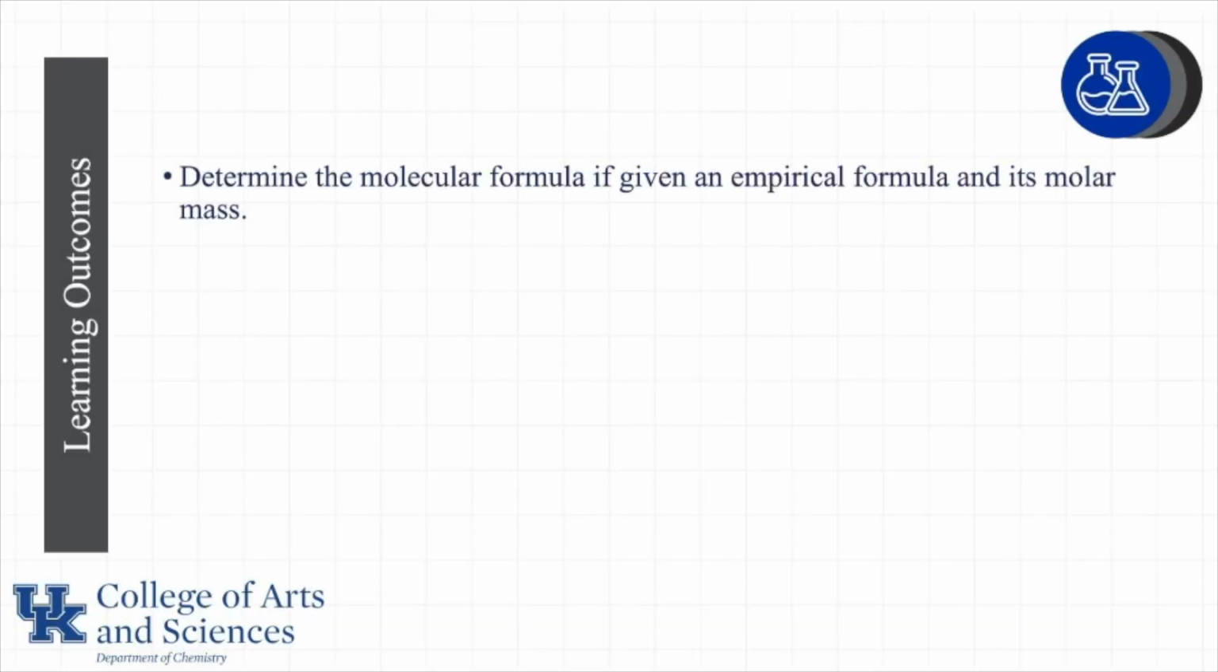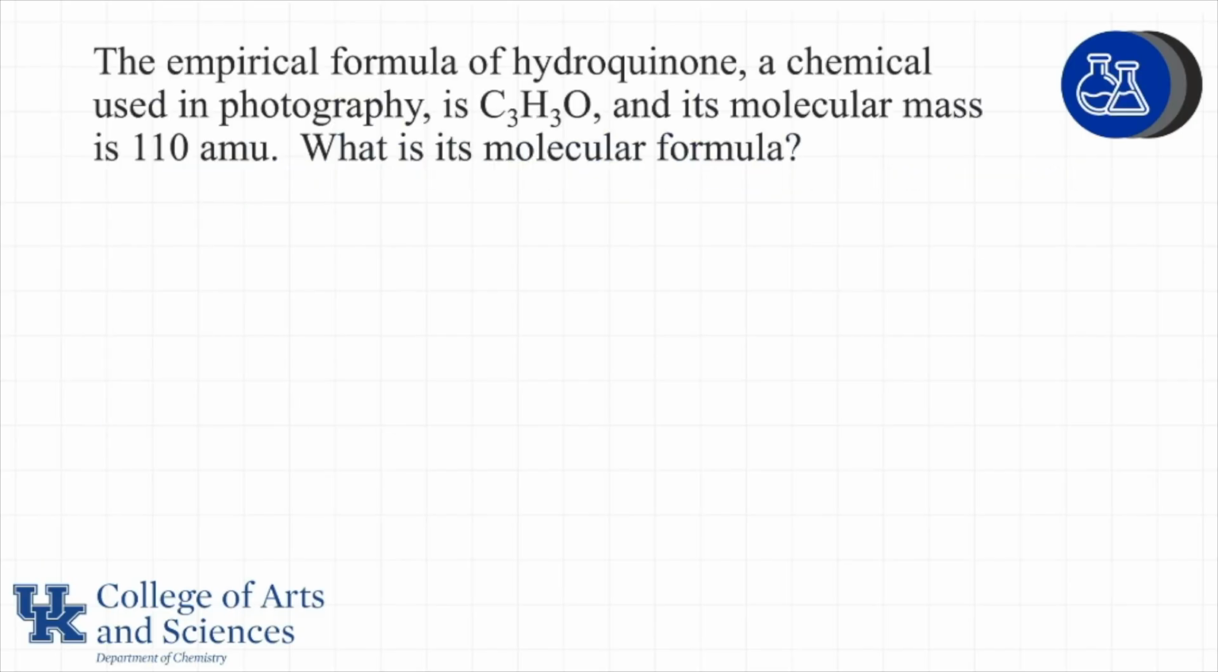In this lesson, we're going to learn how to determine the molecular formula if given an empirical formula and the approximate molar mass. The empirical formula of hydroquinone, a chemical used in photography, is C3H3O, and its molecular mass is 110 AMU. What is its molecular formula?